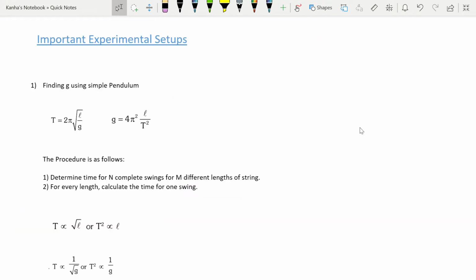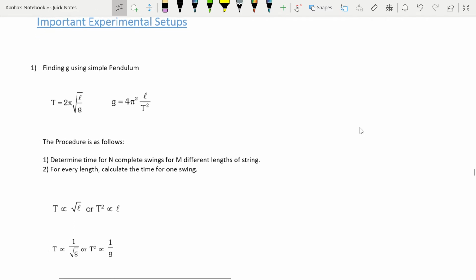In the last part of our lecture, let's quickly review the important experimental setups that might appear in the paper. The first one is to find g using a simple pendulum. You're given the time period as 2 pi root L by g, and from this you see that g is equal to 4 pi square L by T square. How do you do this in the lab? The procedure is very simple.